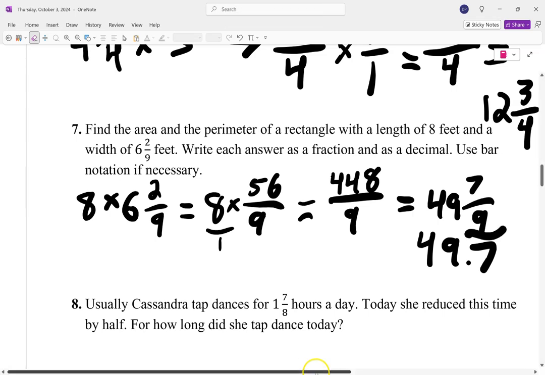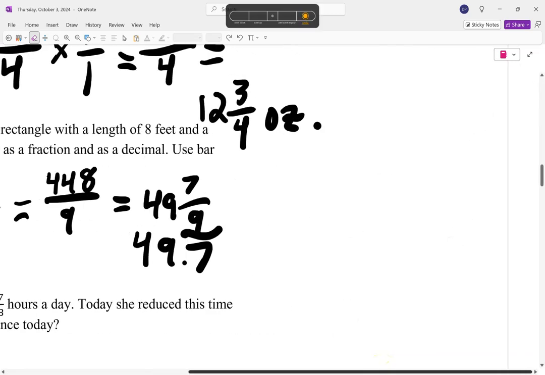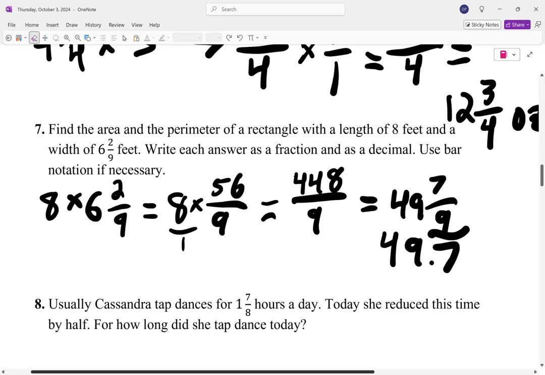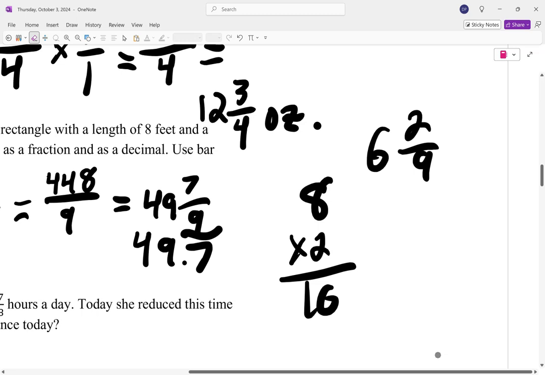Okay, perimeter is... I already put a bunch more room on this, because it wasn't enough. So 8 and 6 and 2 ninths. Okay, how did you find the perimeter? I multiplied them each by 2 and I added them. Okay, so 16 and 12 and 4 ninths. And then what again? You add them.